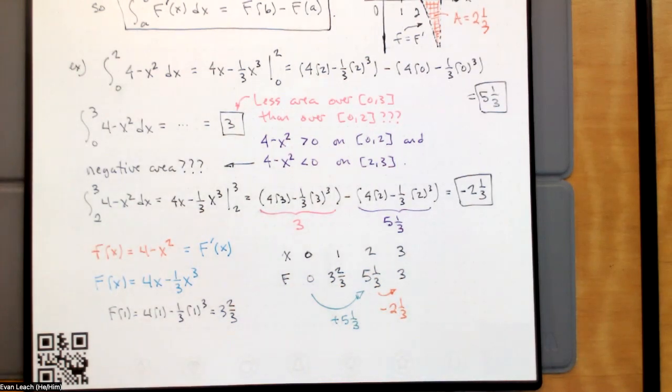Any questions? 5 minus 3 is what? 2. 1/3 minus 2/3 is negative 1/3. So 2 and negative 1/3.